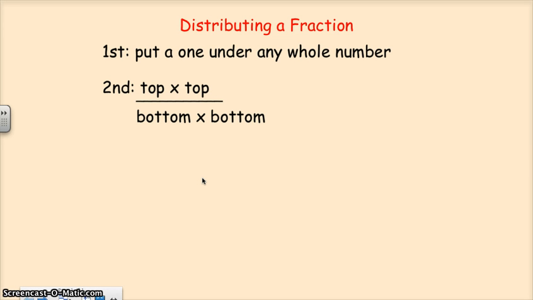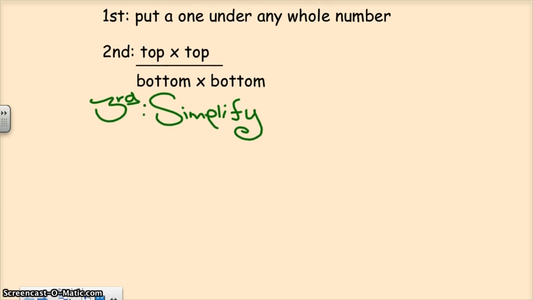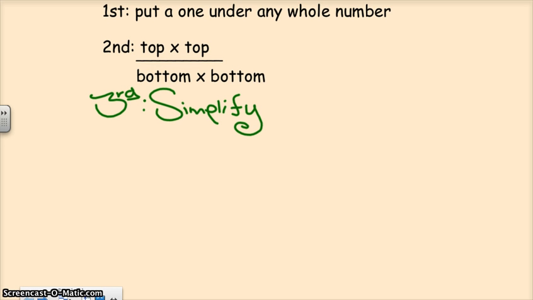The first thing you want to do is put a 1 under any whole number. Secondly, you want to remember that anytime you're dealing with fractions and multiplying, you go top times top over bottom times bottom. The last thing that you want to remember to do that I didn't include is to simplify. We always need to simplify fractions. Always. If we can do it, we do it. We shouldn't have to be told that. So I'm just going to spend this little video just doing a bunch of examples.